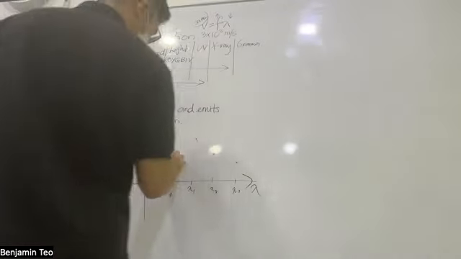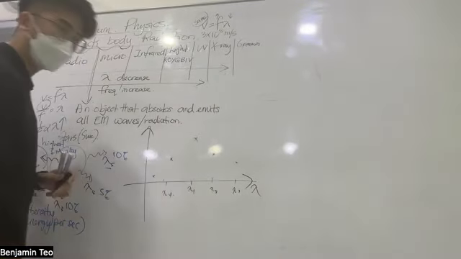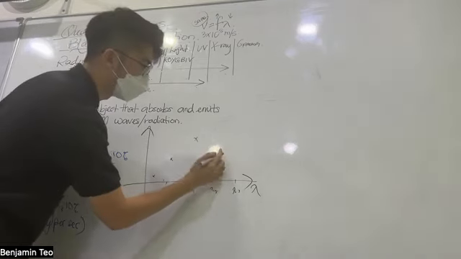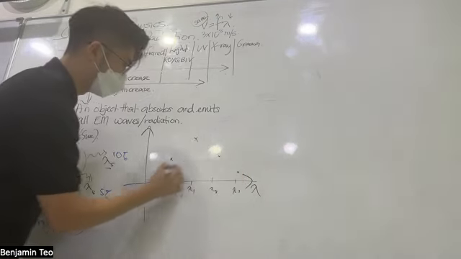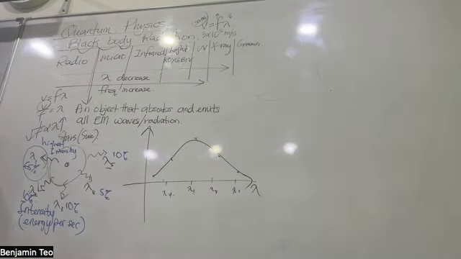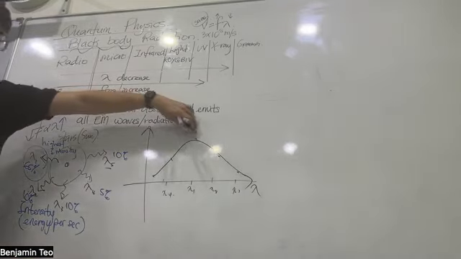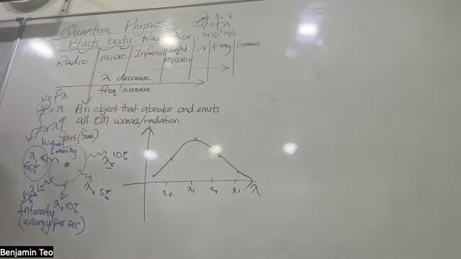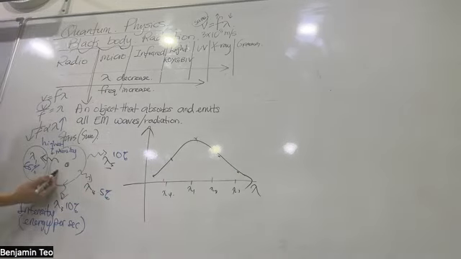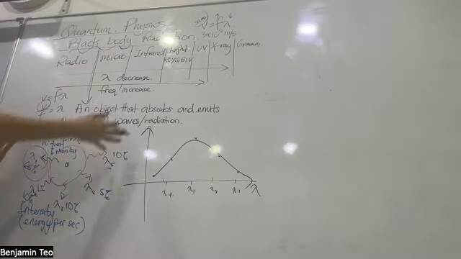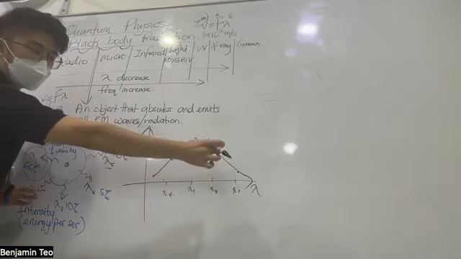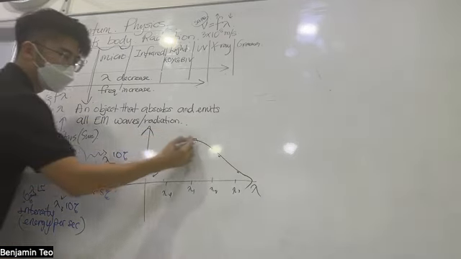If I plot all the lambda on the graph, I find there's a typical shape. The graph looks like a bell curve shape like this. All black bodies show this shape. But this is unique for the sun. Another star may have a different peak, but the shape is the same. Okay, this is for the sun.